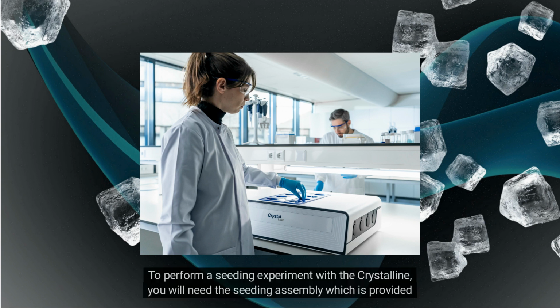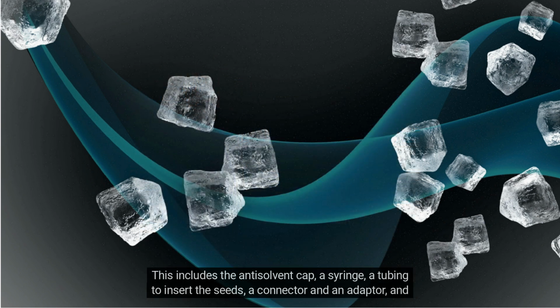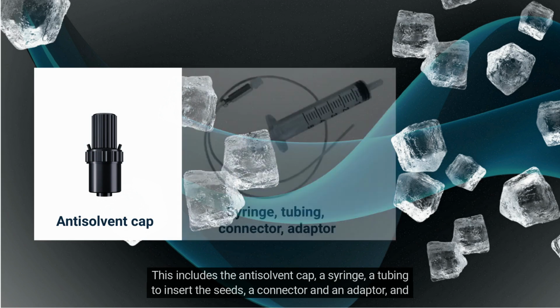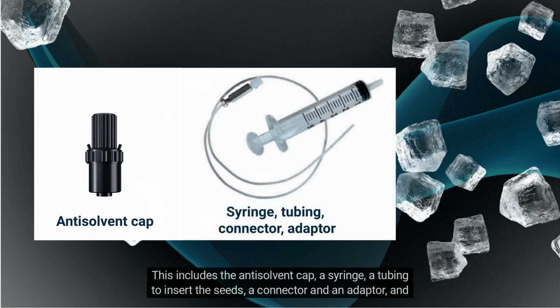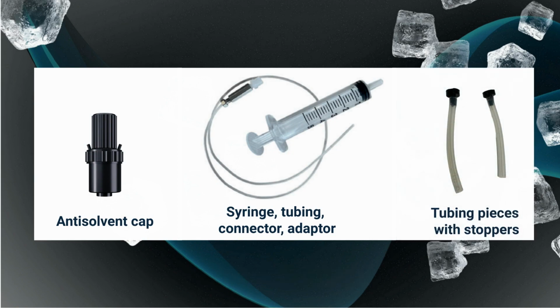To perform a seeding experiment with the Crystalline, you will need the seeding assembly which is provided in the instrument starter kit. This includes the anti-solvent cap, a syringe, a tubing to insert the seeds, a connector and an adapter, and a tubing in 2 pieces with stoppers.